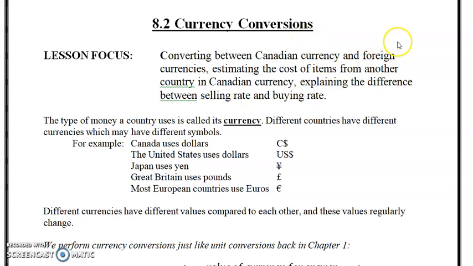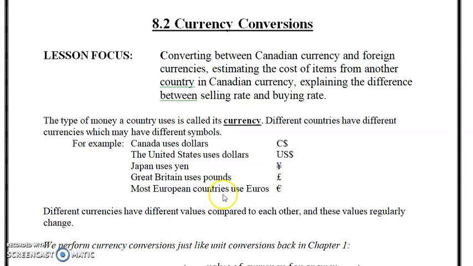We're going to convert from Canadian currency to foreign currencies, and you see the example there. We've got the United States, which uses a dollar sign as well. It's called US dollars. In Japan they use what's called a yen, and there's a symbol there. You can see it looks like a Y with an equals in it. Great Britain uses pounds, and most European countries will use euros.